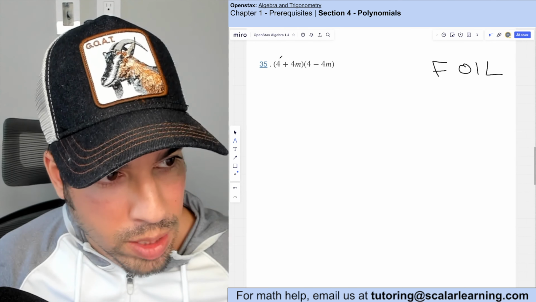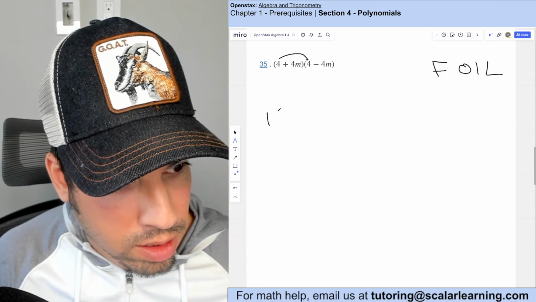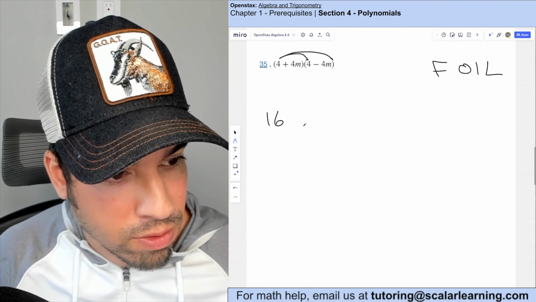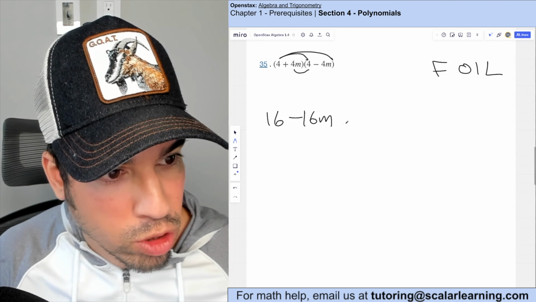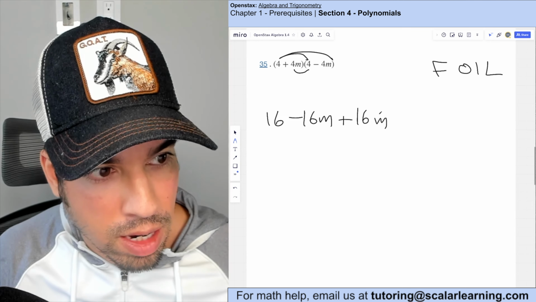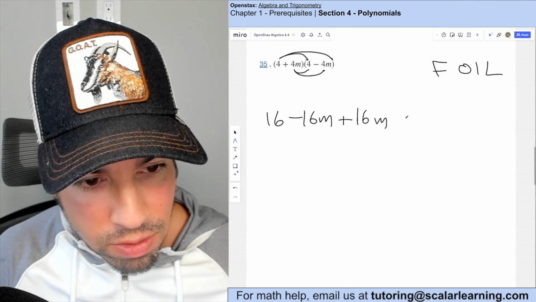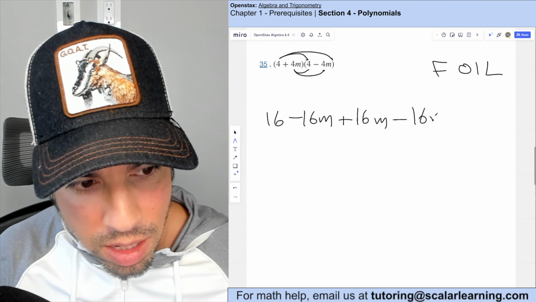Done. Here we got first, 4 times 4 is 16. Then we got 4 times negative 4m is negative 16m. Then we got 4 times 4m, which is positive 16m. And last but not least, 4m times negative 4m is negative 16m squared.